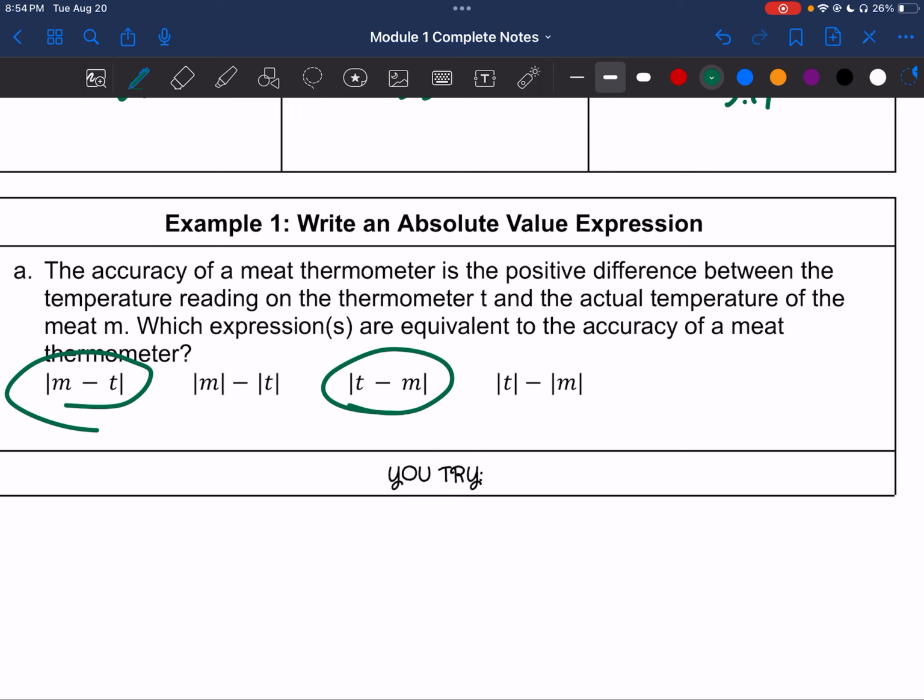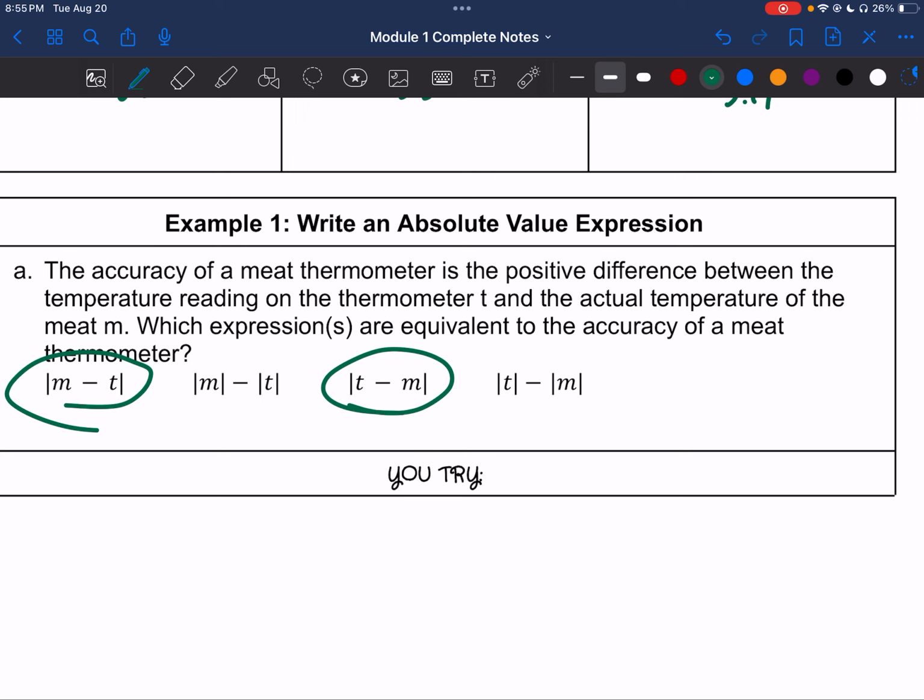So we're finding the absolute value of two things that are already going to be positive numbers because the meat's going to be above zero. It's not frozen, so it's going to be above 0 degrees when you are measuring it. So you're not really going to get a positive difference in this if, for example, your temperature probe is measuring cooler than what the meat is going to actually be at.